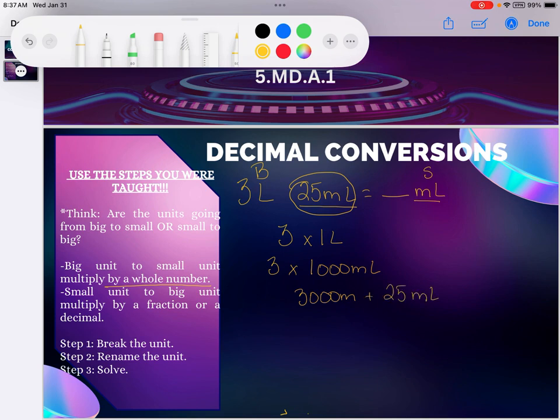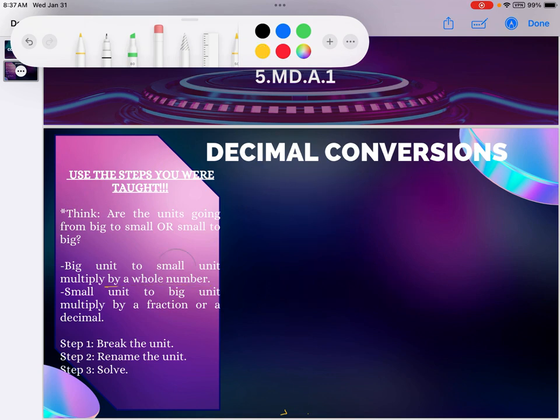All right. So the next one that we're going to focus on is the standard system of measurement. So let's look at 4 3/10 yards and go ahead and convert that into inches. Same steps apply. We know we're moving from yards to inches, which is from big to small. And when we do that, we multiply by a whole number. So 4 3/10 times 1 yard is 4 3/10 times 36 inches.